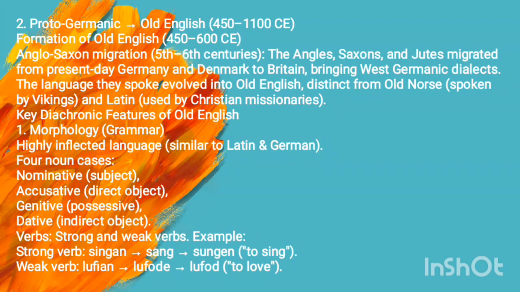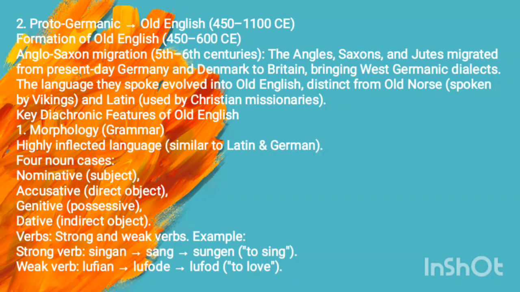Let's see the key features of Old English. First one is morphology, that is grammar. Old English had a complex grammatical system similar to Latin and German. The four noun cases are, first one is nominative. Next one is accusative, that is the direct object. Next one is genitive, that is possessive, and dative, that is the indirect object.